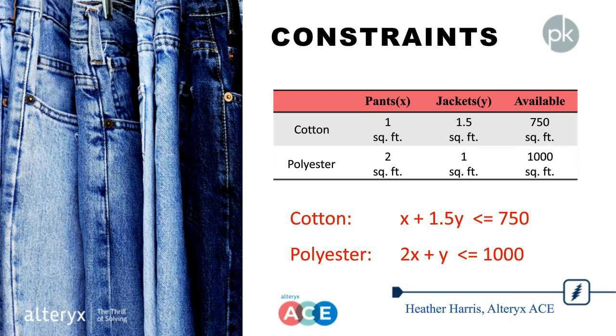And we do the same exact thing for polyester. We know that we have 1,000 square feet of polyester, so whatever number of pants we come up with, it takes 2 square feet, and the amount of jackets we come up with take 1 square feet. So if we add up all that gets used and put that in the equation, it needs to be equal or less than the 1,000.